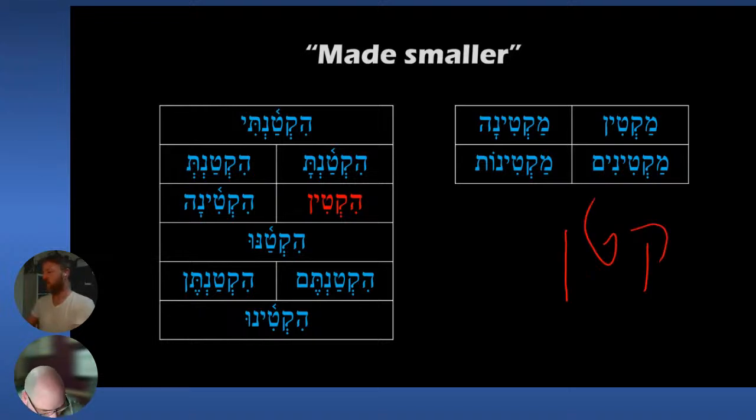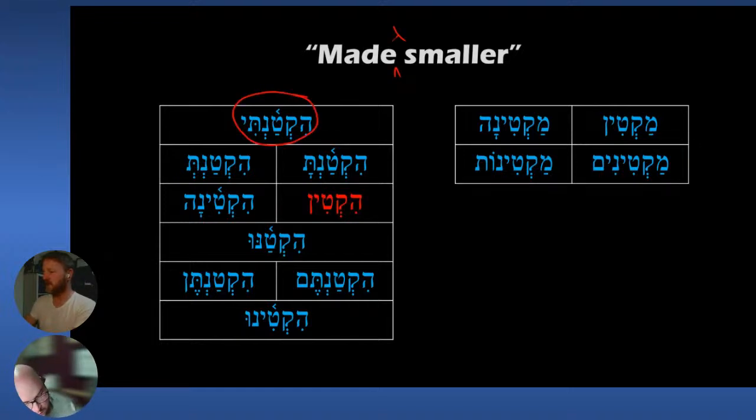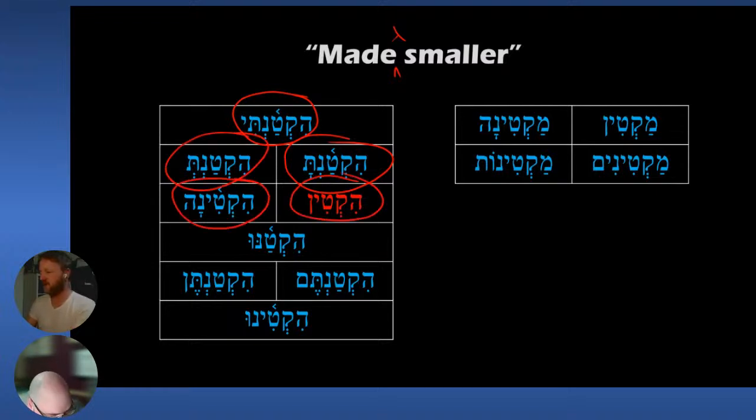Well, so the word katan or katon is the root here, just like gadol was higdil. So now we have the word katan, which means we are going to make something small, make it smaller. So hiktin, he made X smaller, whatever X is. Hiktanti, I made it smaller. Hiktanta, hiktant, hiktin, and hiktina.